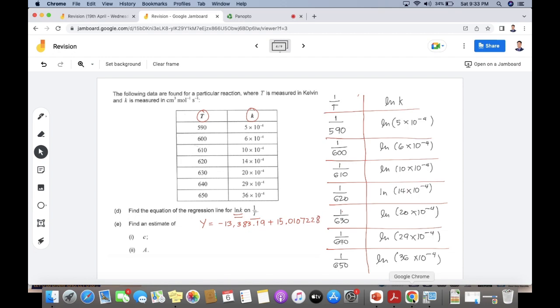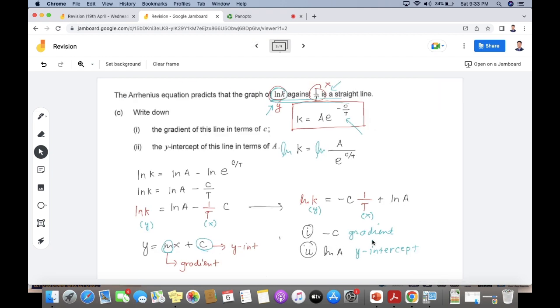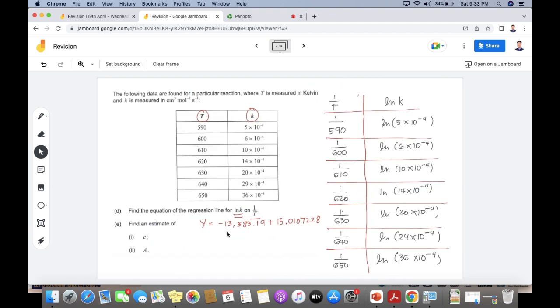So this is now the equation of the regression line. This time, we now solve for C. So if we recall here, our gradient was actually equal to negative C. Take note, the gradient is equal to negative C. So whatever value of the gradient that we have, that's equal to negative C. I repeat, it's not just C, it's negative C. So if we go back to this, the gradient that we got is negative 13. So this particular gradient is equal to negative C.